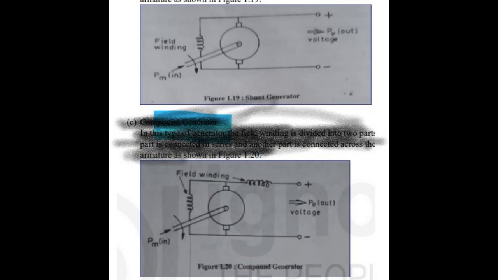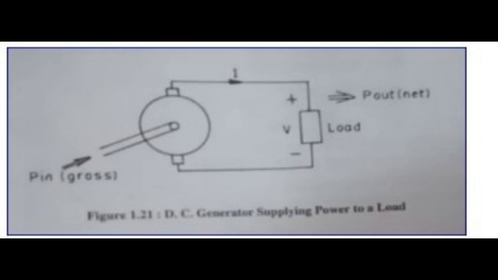Conversion efficiency. The efficiency of any device is given by η = output power in kW / input power in kW (1.15). Let us consider a DC generator that is used to deliver a current at terminal voltage V to a load as shown in figure 1.21. Look at the screen.